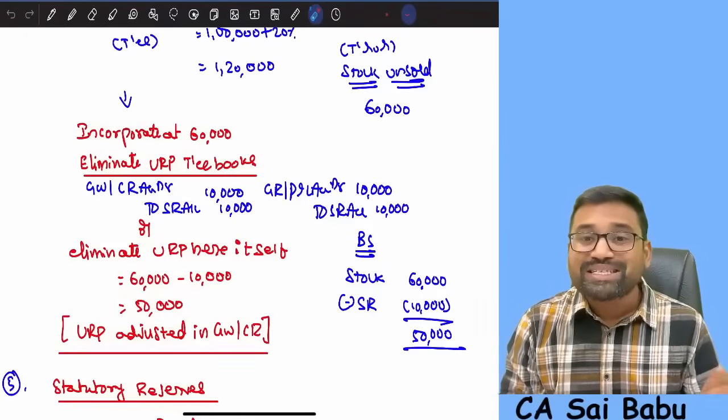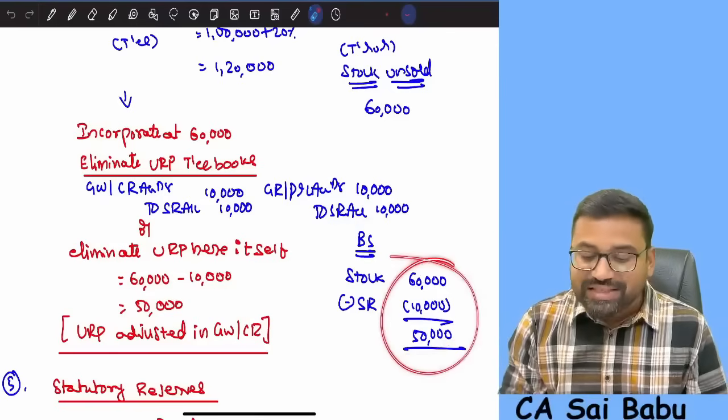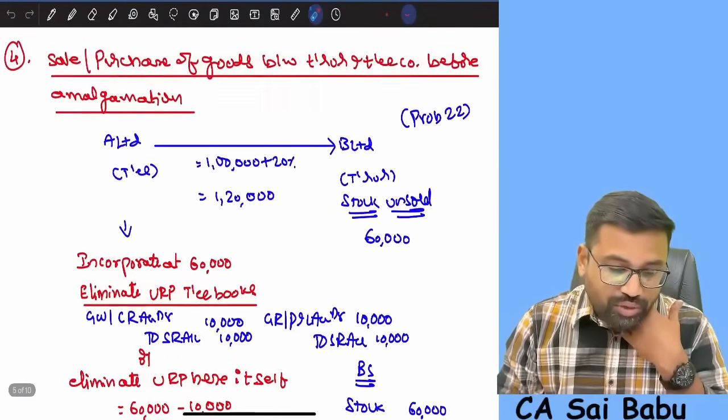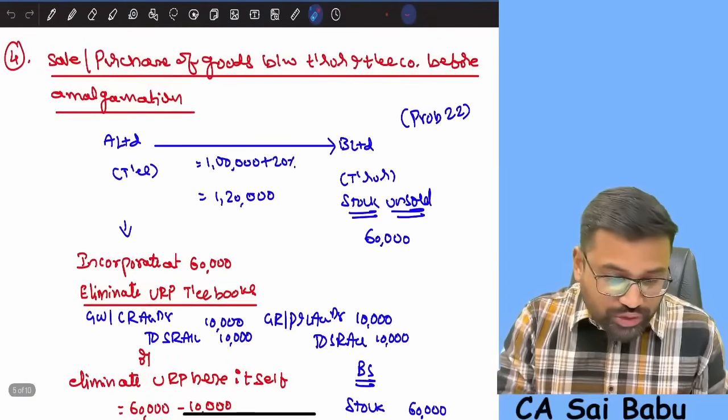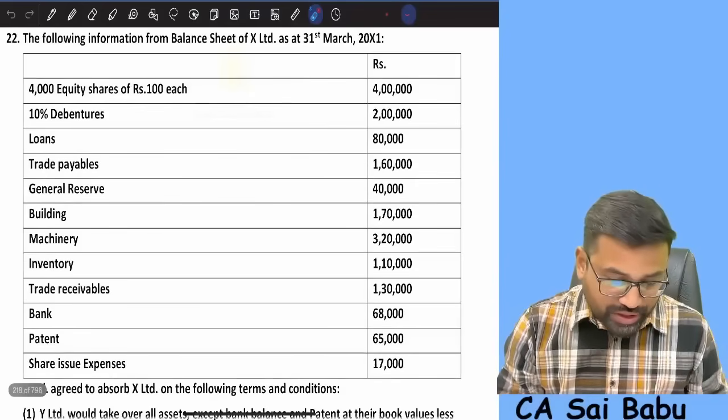Okay, no need to eliminate separately. And when I'm preparing the balance sheet after amalgamation, I will adjust this stock reserve. So this is one important adjustment, sir. I will show you one question, sir. Now see question number 22, sir.